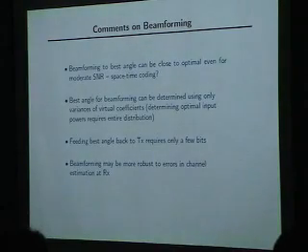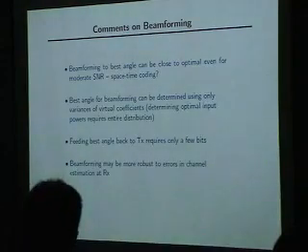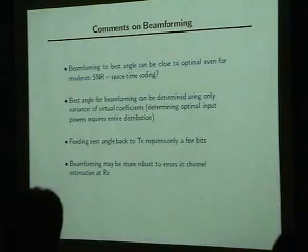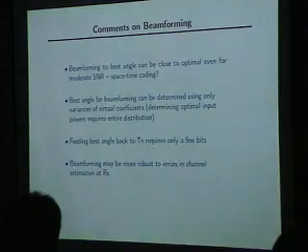So let's actually make some more comments about beamforming. Beamforming to the best angle can be close to optimum even for moderate SNRs. So we need to question space-time coding for outdoor environments where things might be very correlated. The other nice thing about beamforming is that you can find the best angle just based on the variances. You don't need the joint distribution.